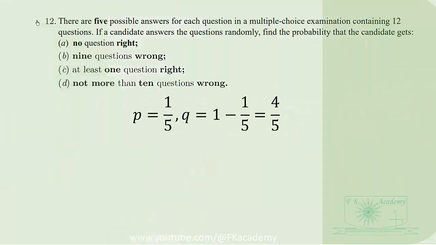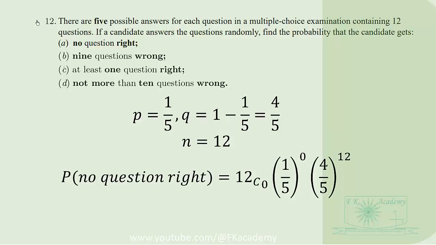So we have the probability of success on 1 being 1 over 5. So the failure will be 4 over 5. So we apply the binomial probability formula with n equal 12. So probability of no question right will be 12 combination 0 times 1 over 5 exponent 0 times 4 over 5 exponent 12. And that will give us 0.068719. To 4 decimal places, that will be equal to 0.0687.